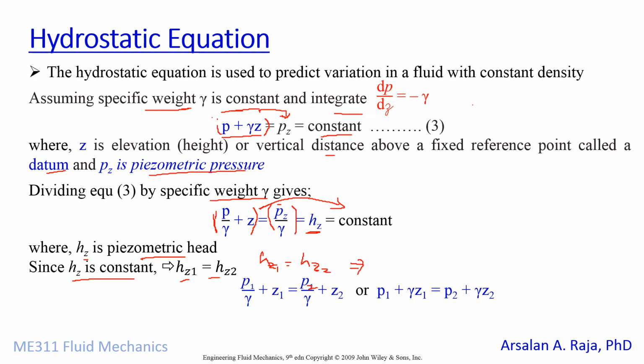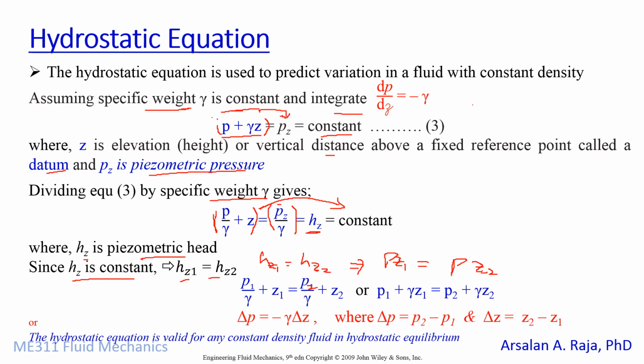Or in other terms, piezometric pressure in one fluid must be equal to piezometric pressure in that same fluid at point 2, which gives us a general relation, delta P is equal to minus gamma delta Z, where delta P is P2 minus P1 and delta Z is equal to Z2 minus Z1. The hydrostatic equation is also valid for any constant density fluid in hydrostatic equilibrium.